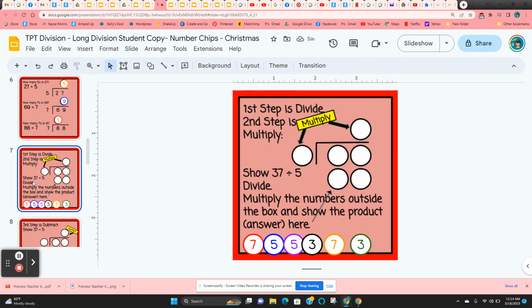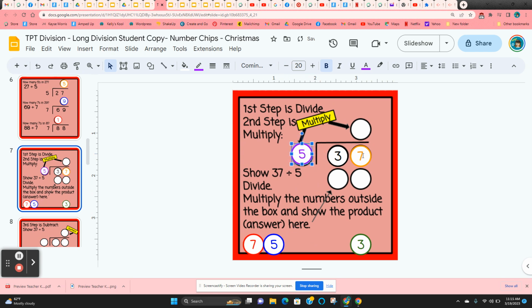So they're going to be doing here on slide 7 the first 2 steps. They know where the numbers go, and they've had some practice moving them. So the first one is 37 divided by 5. And then they divide. 5 goes into 37 7 times.